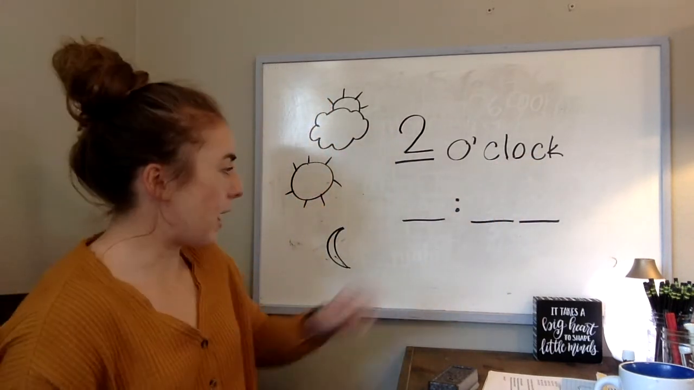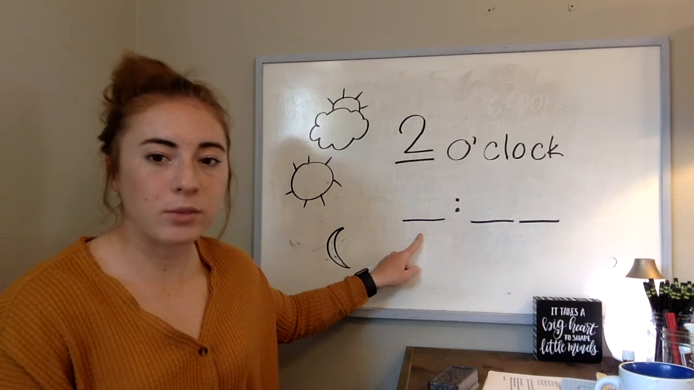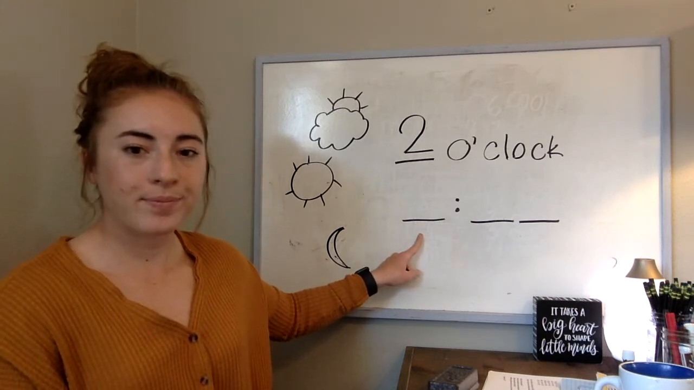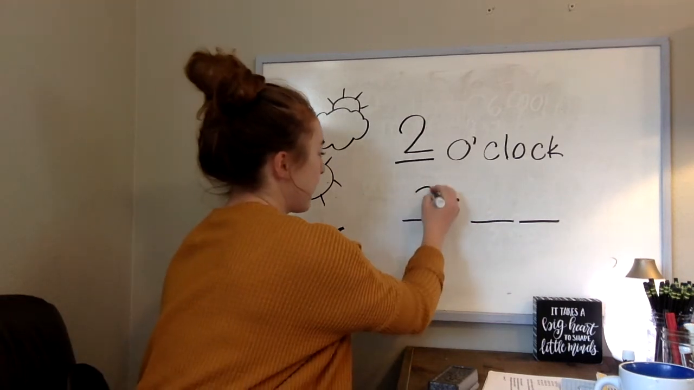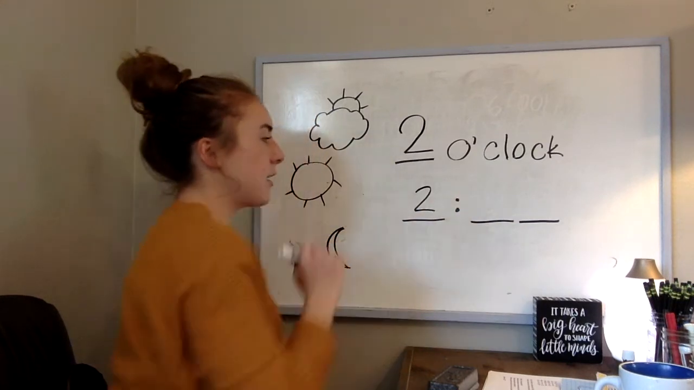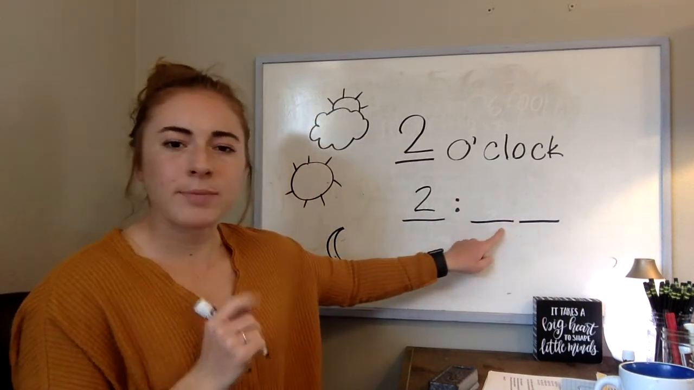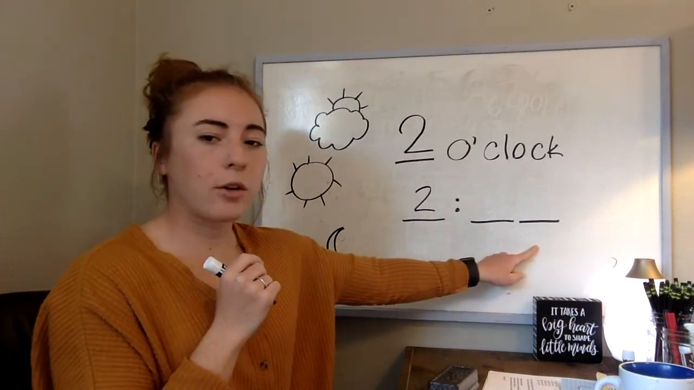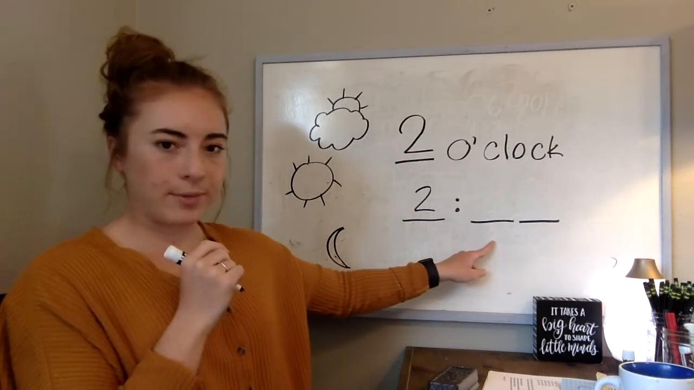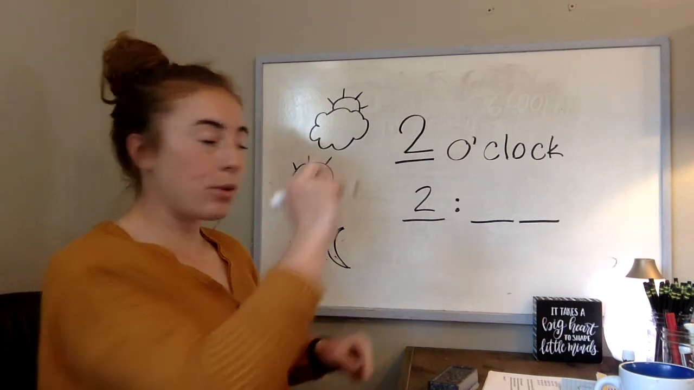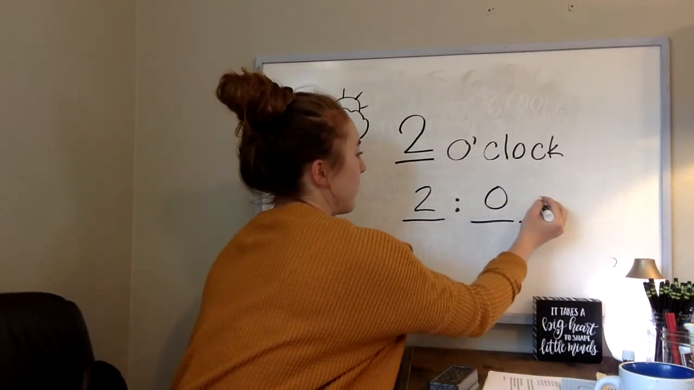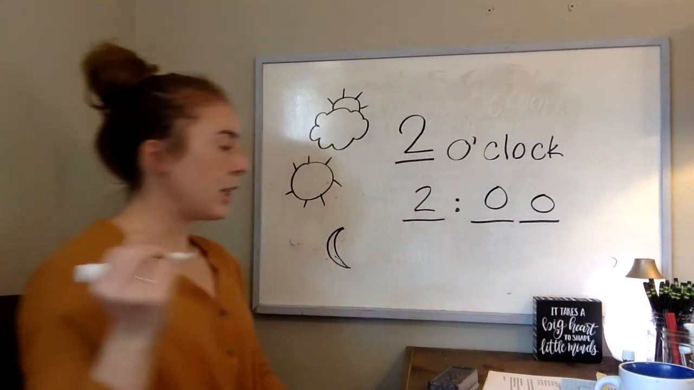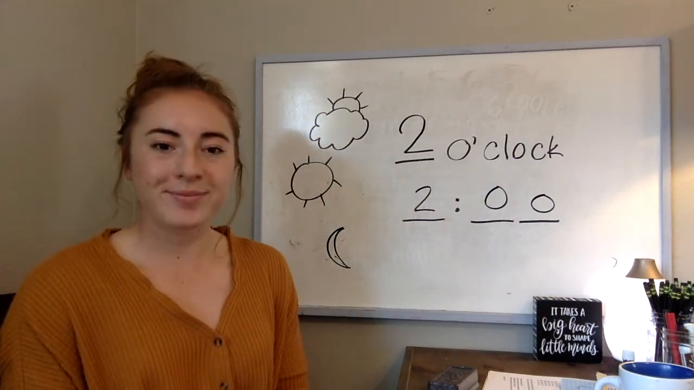What do you think I put here if I want to write 2 o'clock? You'll write a 2. And then my dot, dot. And what goes here? Do you remember from yesterday? 2 o'clock. What numbers do I put here? 0, 0. Can you say 2 o'clock?